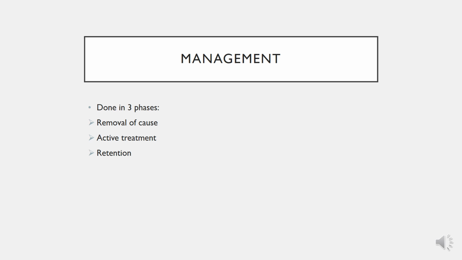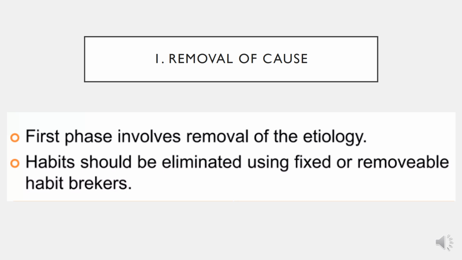Management of midline diastema can be done in 3 phases, which includes removal of cause, active treatment, followed by retention. Removal of cause. The first phase involves removal of the etiology. Habit should be eliminated using either fixed or removable habit breaker.